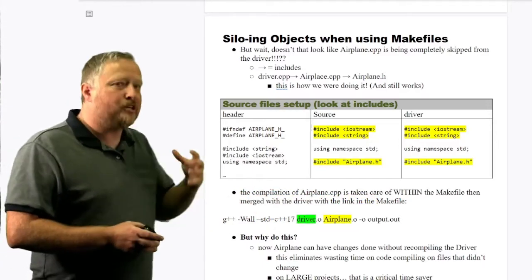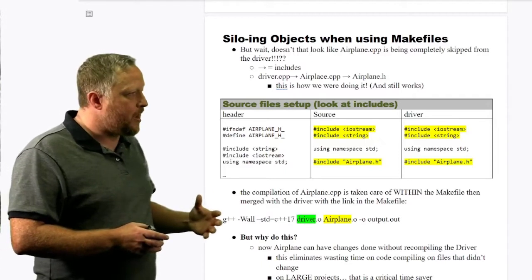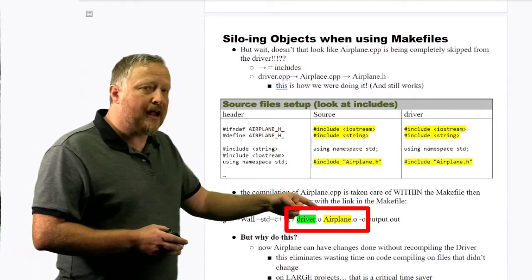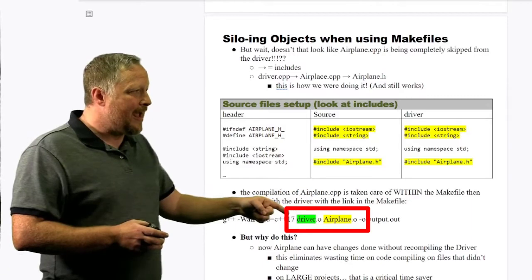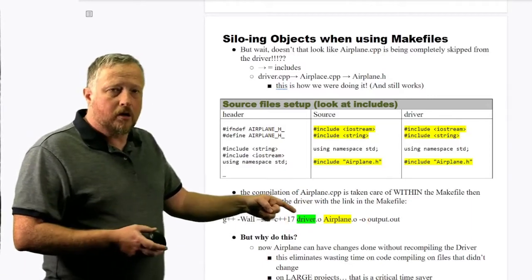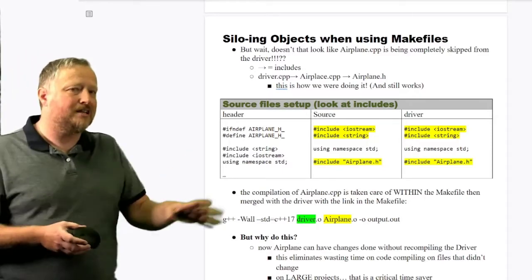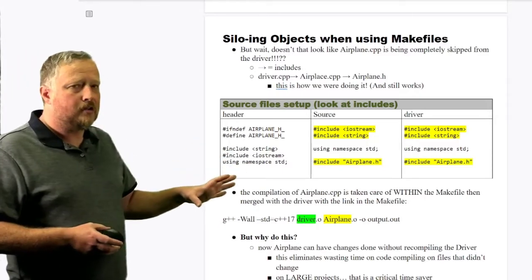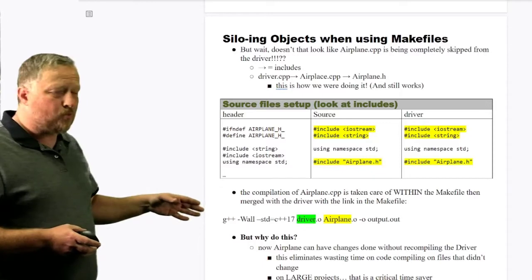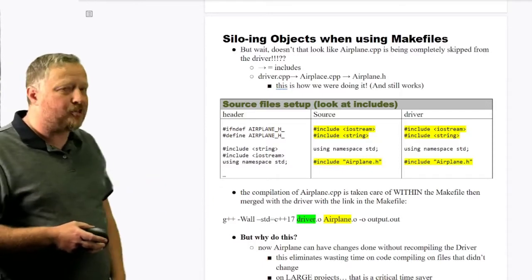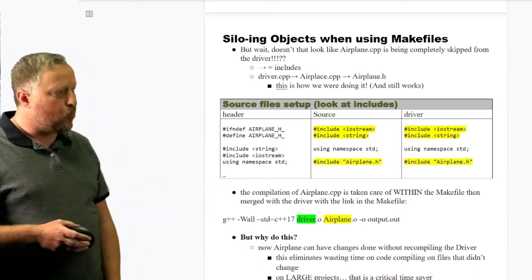So when we're actually ready to compile the whole thing, this is both the .h and CPP, and this is the driver. Duh. So we go ahead and merge them together to get our output.out. So we're not skipping the CPP, even though it looks like it. I know, it looks like it, but the only reason why is because the Makefile actually has it done and included with it.